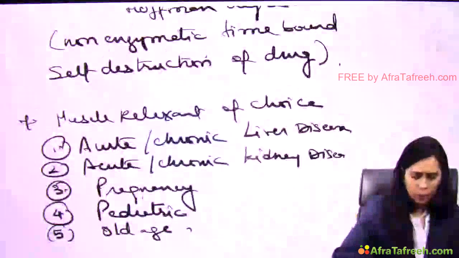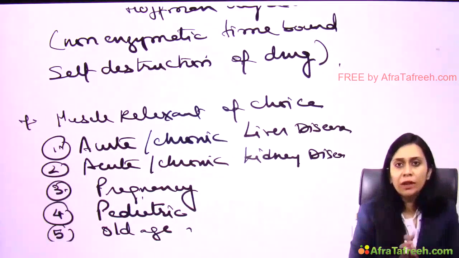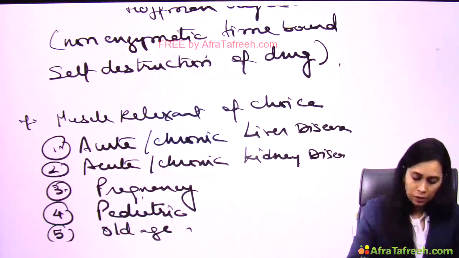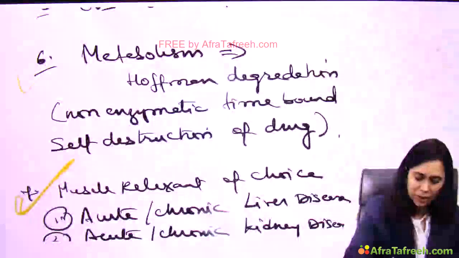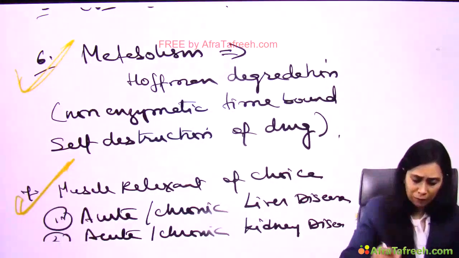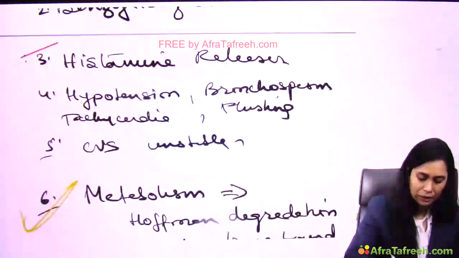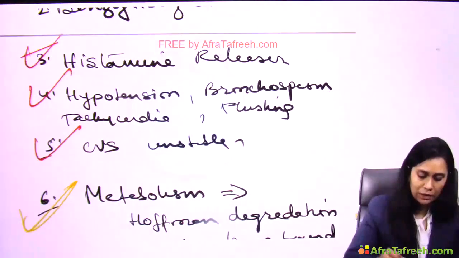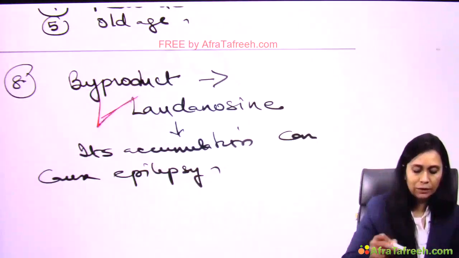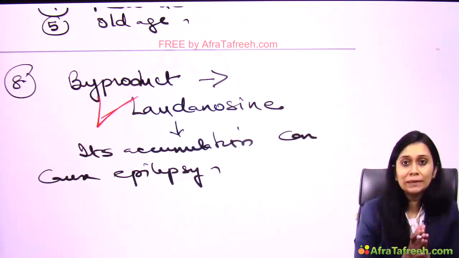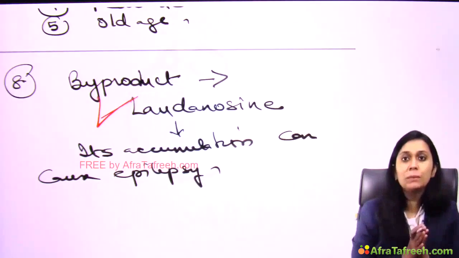So what is good about atra? We talked about the points of atra. Let us paint the good point of atra with yellow. It is muscle relaxant of choice in all these conditions because it's metabolized by Hoffman degradation. Let us mark all the bad points of atra by red: histamine releaser, bad clinical feature, cardiovascular unstable, and laudanosine production. Now guys, yellow points retained, red points decreased or minimized.